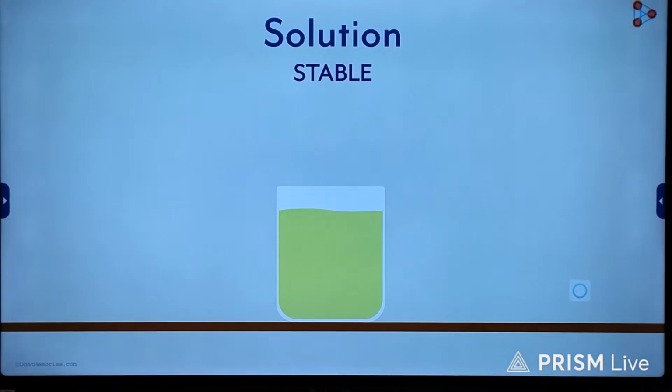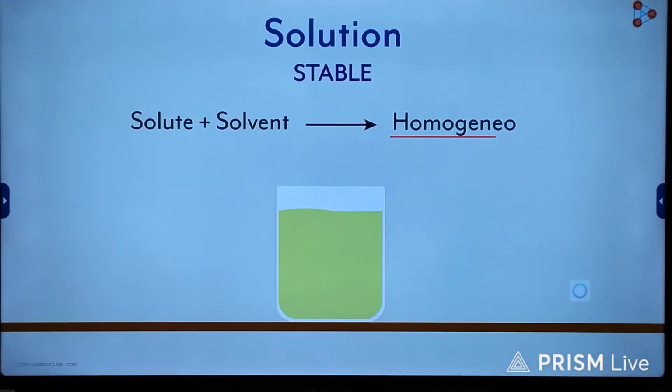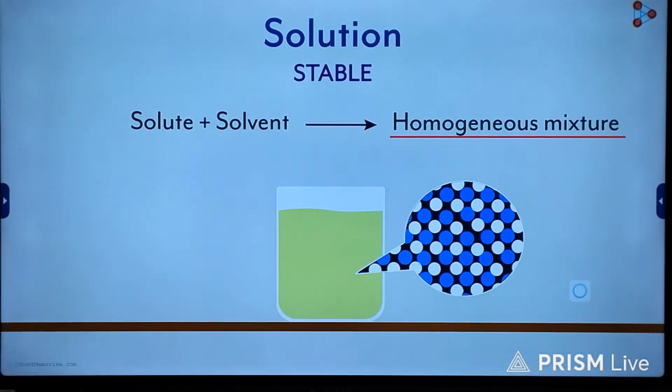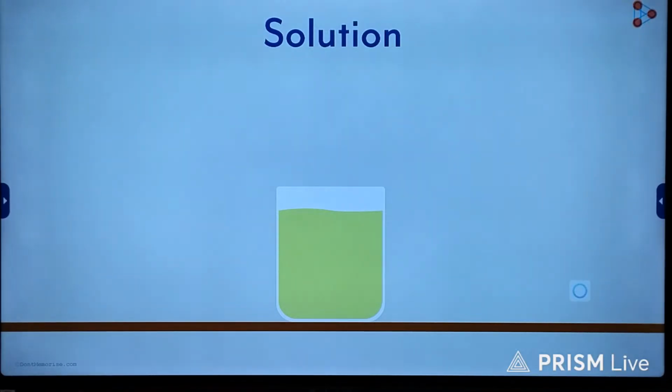Why is this so? That is because we have already studied that the solute and the solvent mix together and form a homogeneous mixture. They show homogeneity at the particle level. Particles of sugar are evenly distributed and they have lodged themselves into the spaces between the liquid particles. Hence we say that a solution is stable.